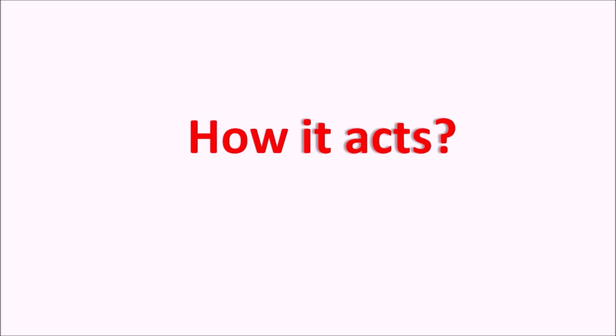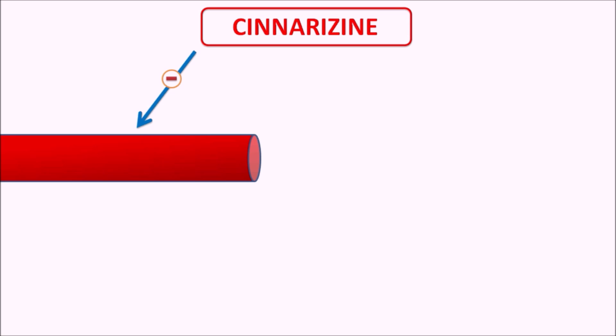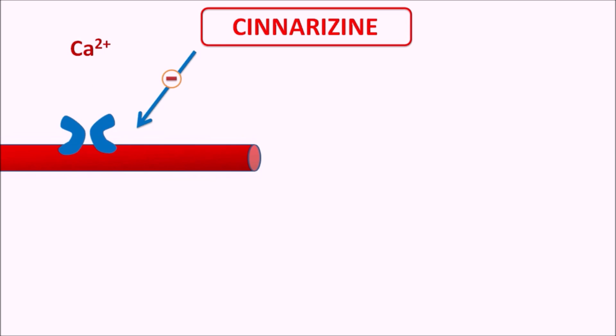Now let us see how this drug acts. Cinnarizine mainly inhibits voltage-gated calcium channels on the cerebral blood vessels. These blood vessels express voltage-gated calcium channels. Calcium can enter through these channels, which produces contraction of the vascular smooth muscle.